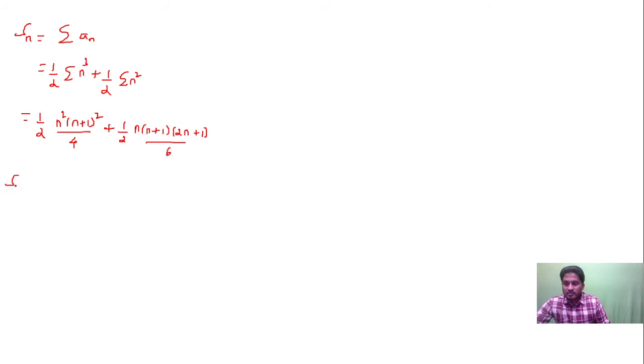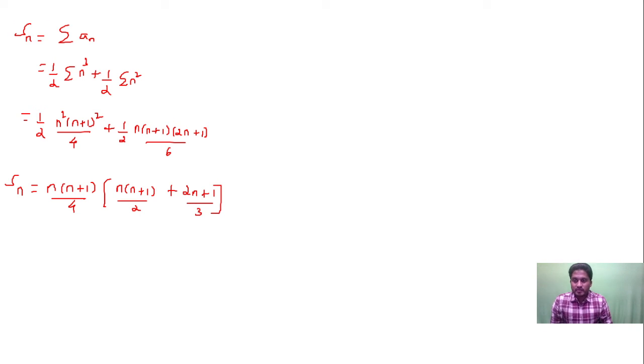Now Sn is equal to, I'll take common, n into n plus 1 divided by 4 common. Left out is n into n plus 1 upon 2 is 2 plus this is 2n plus 1 divided by 3. So you get 12, right? You take 4 out, obviously it will be 3. But I am supposed to find up to 15 terms.